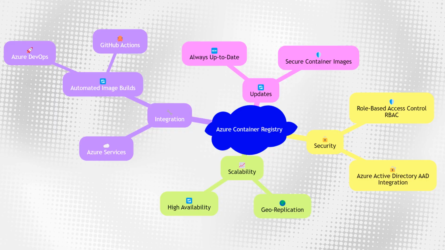Using Azure Container Registry offers several benefits, including enhanced security, scalability, and integration with Azure services. ACR provides role-based access control, RBAC, Azure Active Directory, AAD integration, and geo-replication for high availability. It also supports automated image builds and updates through Azure DevOps or GitHub Actions, ensuring that your container images are always up to date and secure.